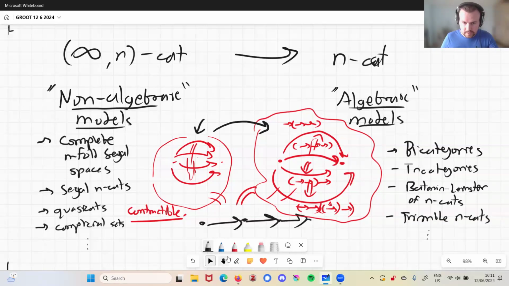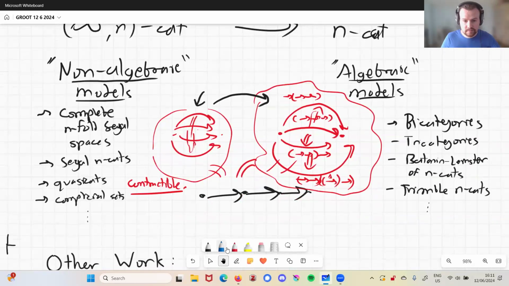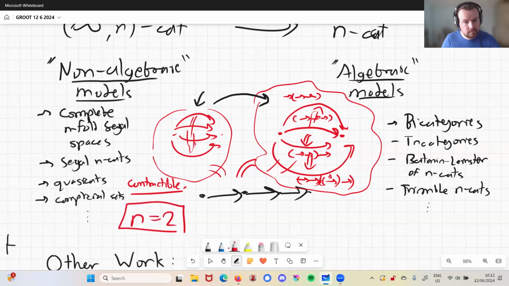Okay, so that's what we're going to try and do. And in particular, for us, we're going to be interested in the case n equals 2. We're going to use complete two-fold Segal spaces. I'll say what those are. And we're going to go to bicategories. That's what we're going to do today.